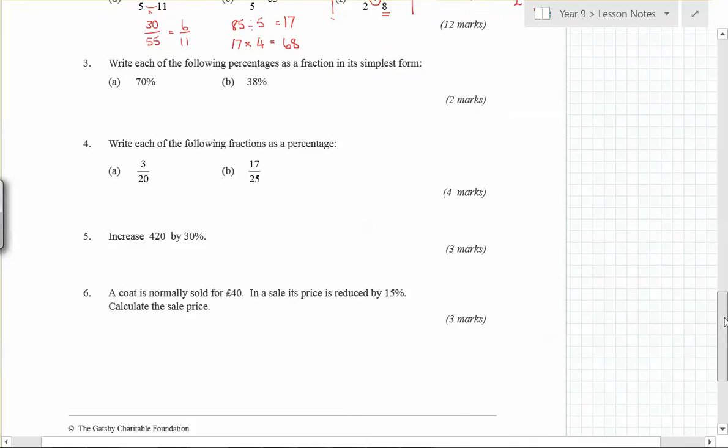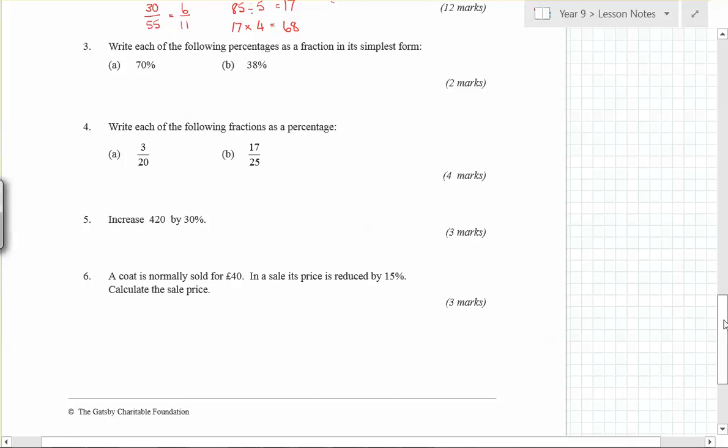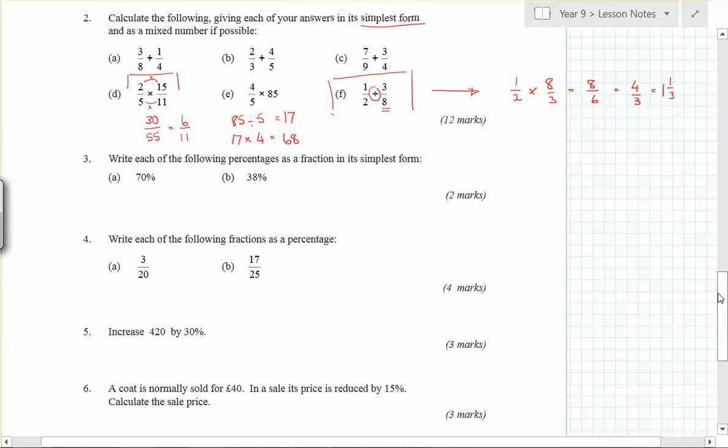So should we just check the percentages bit, because that wasn't in the easier one. Which one did you just do? Question 2e.